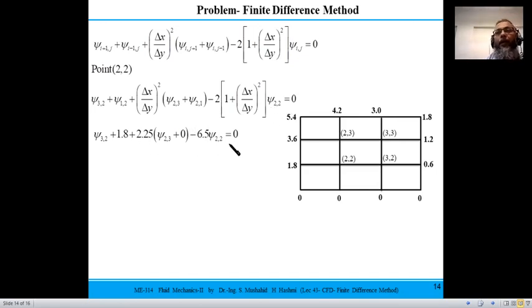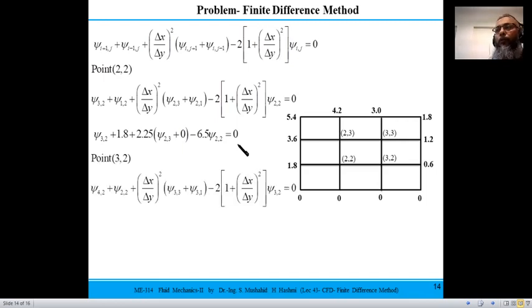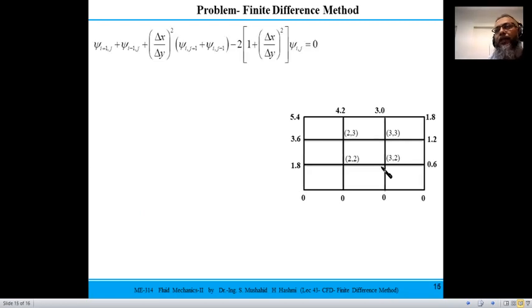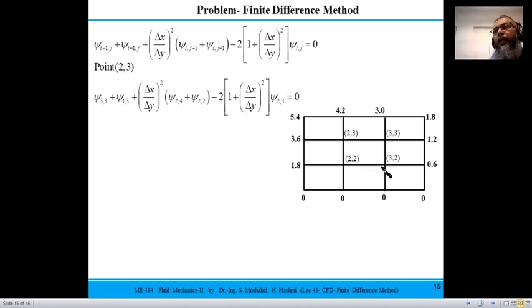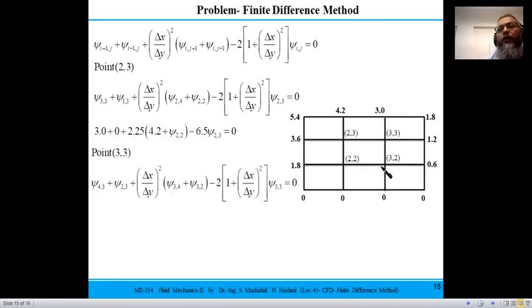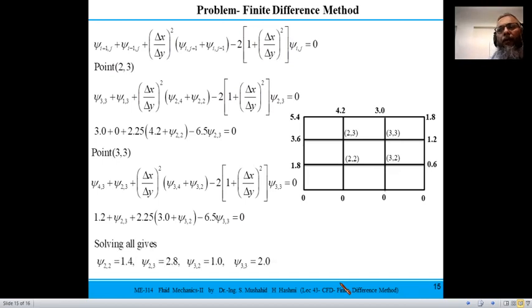I got that equation. The same thing I do for the other points: for point 3, 2, I got that equation. Similarly, I got the same thing for point 2, 3, and the same thing for point 3, 3. I just substituted all that, so I got these 4 equations. Once we solve all these 4 equations, we will be able to get the value of the stream function at those 4 points. That is something we have to work out.